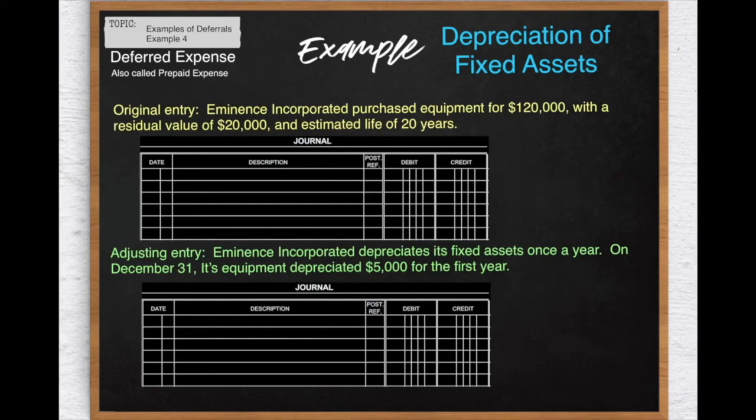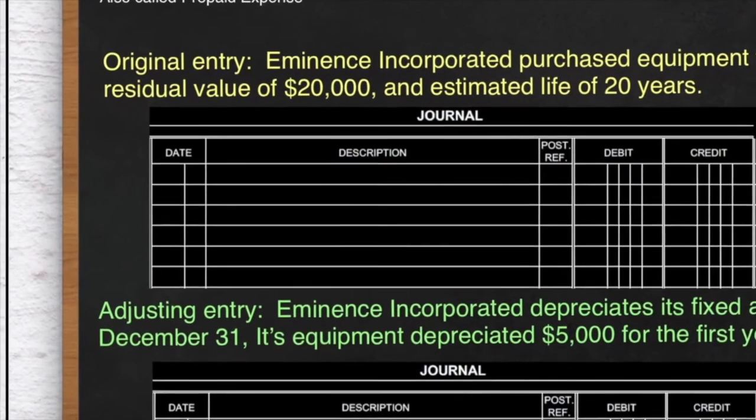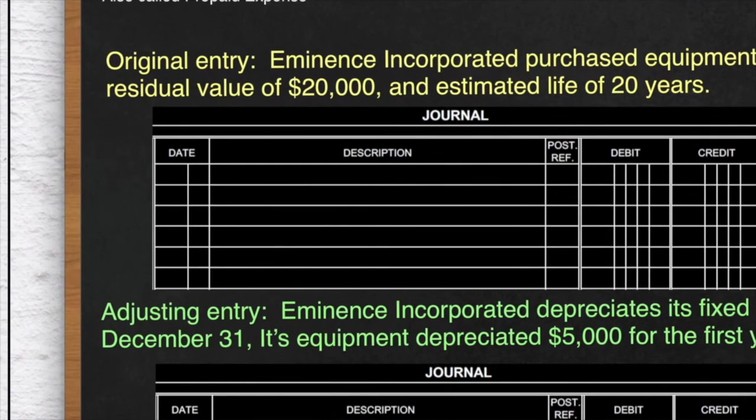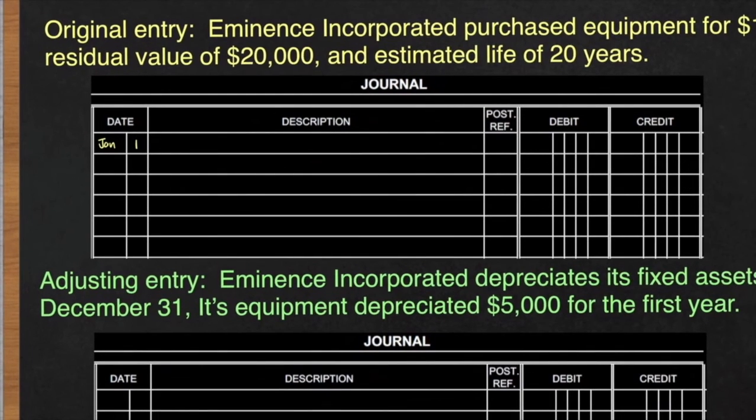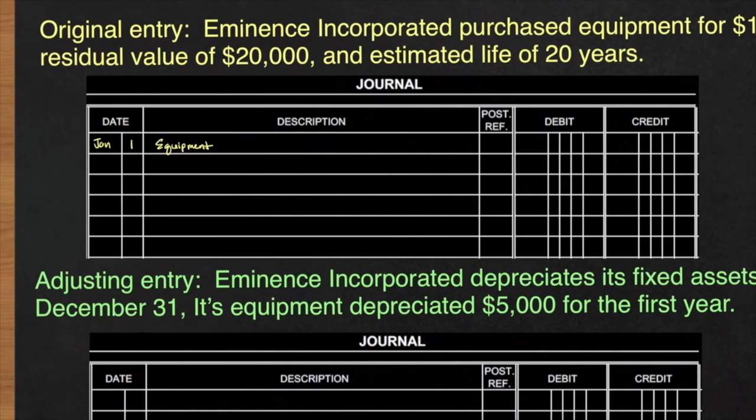So the equipment cost $120,000. The residual value is $20,000, meaning that's the estimated amount that it's going to be valued at the end of 20 years. So let's record purchasing the equipment. So your date is January 1st there. And here it is, equipment. And the equipment is worth $120,000.